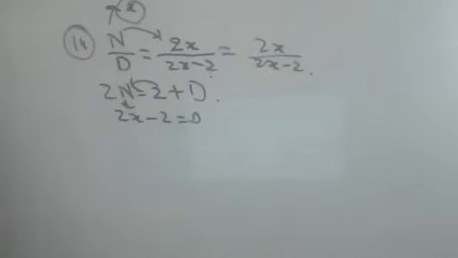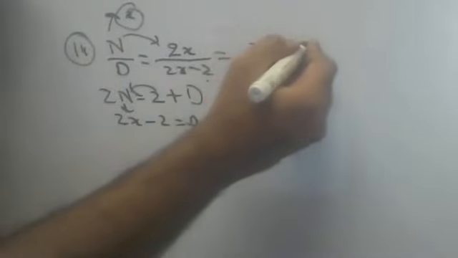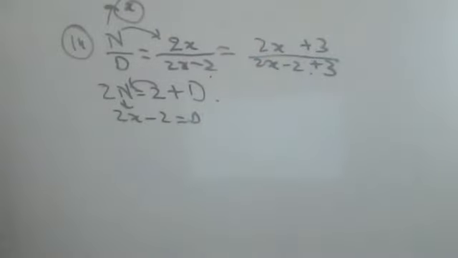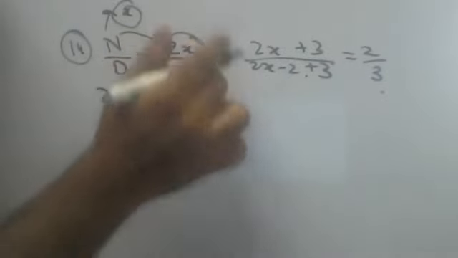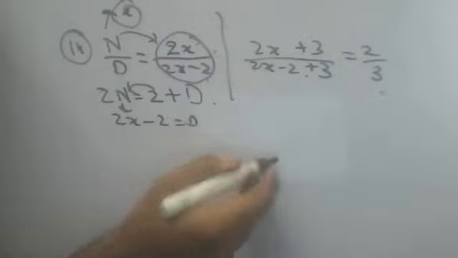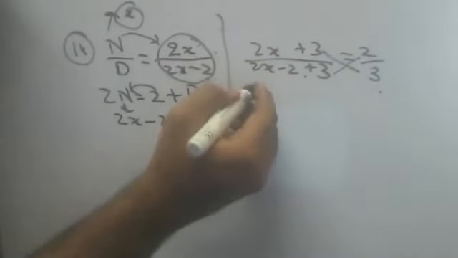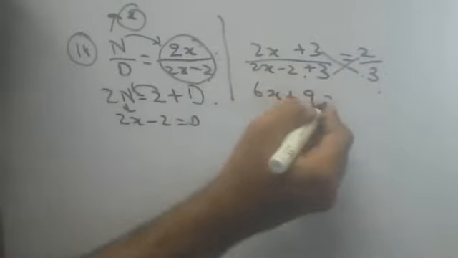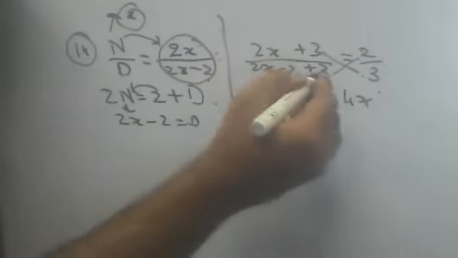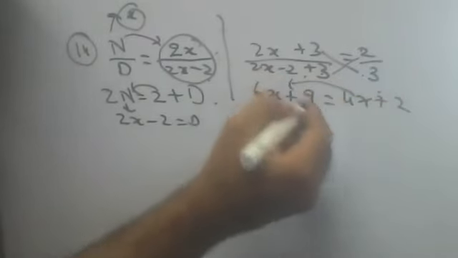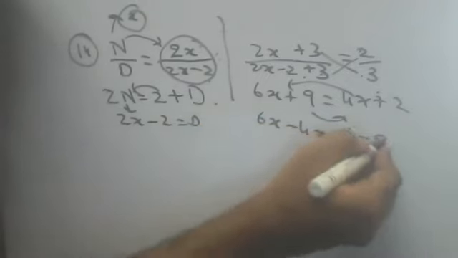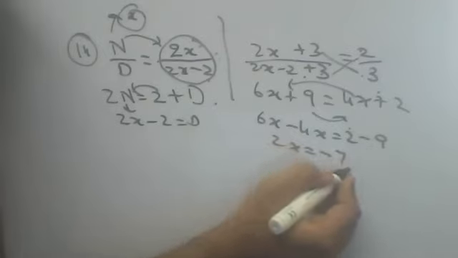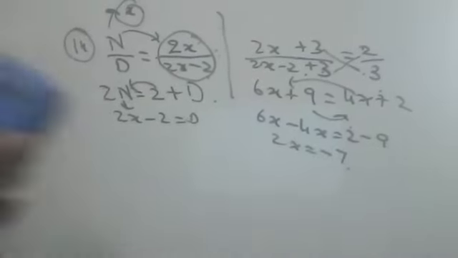If 3 is added to both numerator and denominator, the new fraction is 2 by 3. Let's check by cross multiplication. 3 twos are 6x plus 3 threes are 9, 2 twos are 4x, 2 ones are 2. 6x minus 4x is equal to 2 minus 9. 2x is equal to minus 7 you are getting. So everything is going wrong, children. Let me tell this sum also tomorrow, once I check, because I am having confusion.